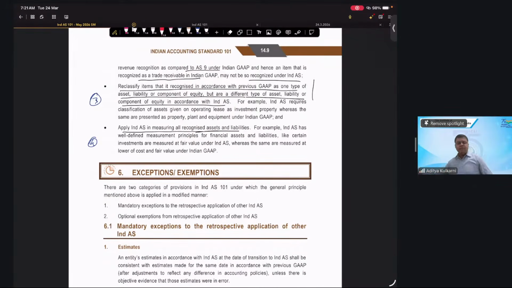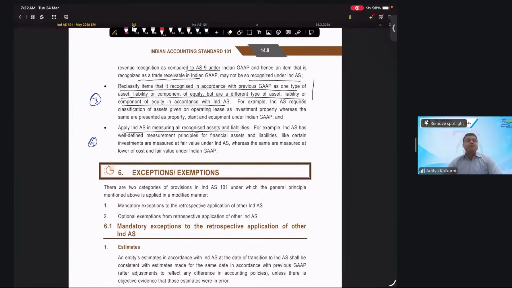Preference share capital, which is shown under share capital under AS, you'll have to move to non-current or current liability depending on the date of maturity. Yes, depending on the date of maturity. So that is one example of reclassification.